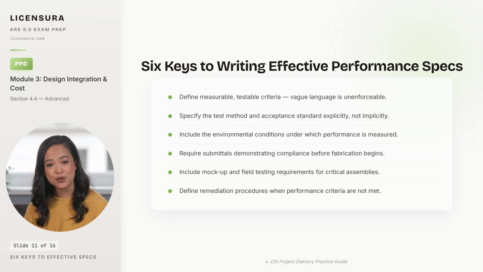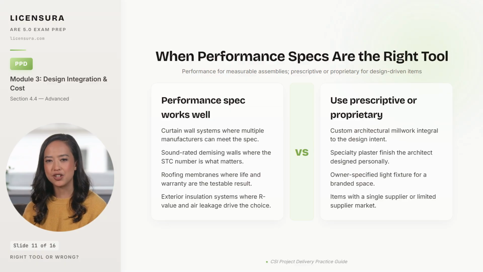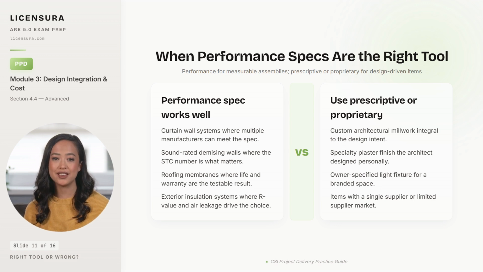Performance specs are powerful, but only on the right assemblies. Pick the wrong one and you create the problem you tried to solve. Choosing whether to write a performance spec is itself a design decision, and the exam tests whether you make it deliberately. Performance specs work well on assemblies where multiple manufacturers can meet the goal. Curtain wall systems, sound-rated demising walls with an STC number, roofing membranes where life and warranty are the testable result, and exterior insulation systems where R value and air leakage drive the manufacturer choice.